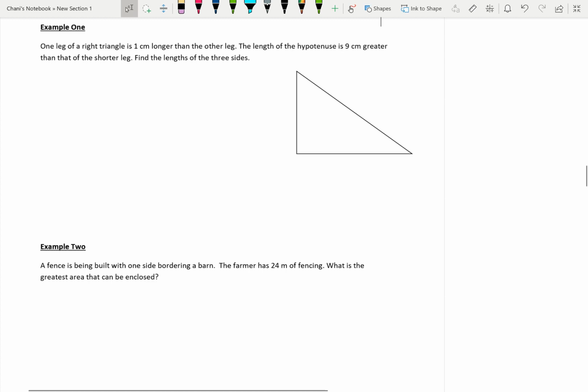All right, so one leg of a right triangle is shorter than the other leg. The length of the hypotenuse is 9 centimeters greater than that of the shorter leg. Find the lengths of the three sides. Notice that information is given about all three sides, but they're all based on the length of the shortest leg. So that's what our variable will be. We'll say let x represent the length of the shortest side in centimeters.